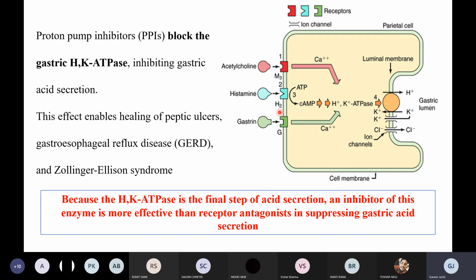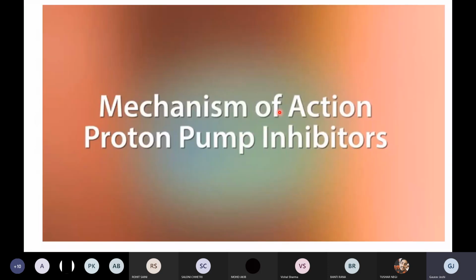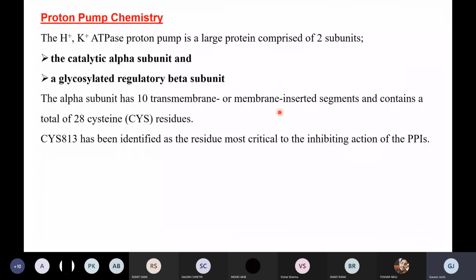Now when we are treating the ulcer, or we are treating the acidity, what we require is that our molecule or the drug should remain confined inside the parietal cell, right? So for this purpose, when we are designing the drug or developing the drug, we have to consider the chemical nature of the drug also. This is a very important thing, and I'll be discussing it also. Before going forward, let us discuss something about the proton pump, the chemistry of the proton pump, because this is the medicinal chemistry class.